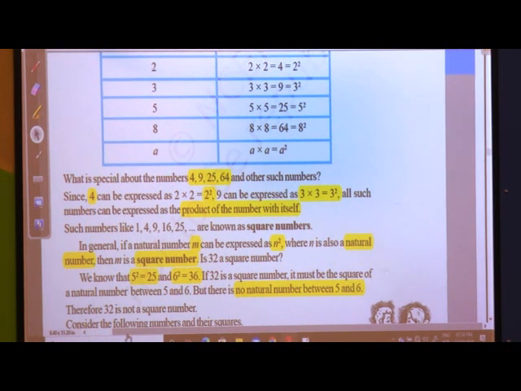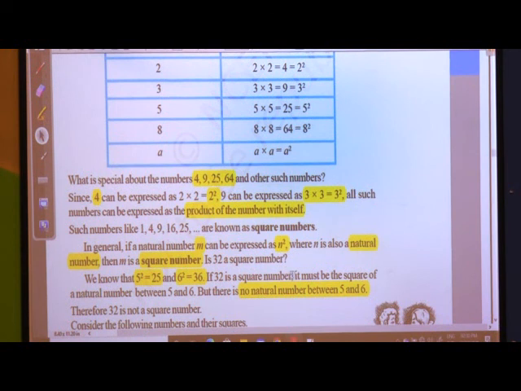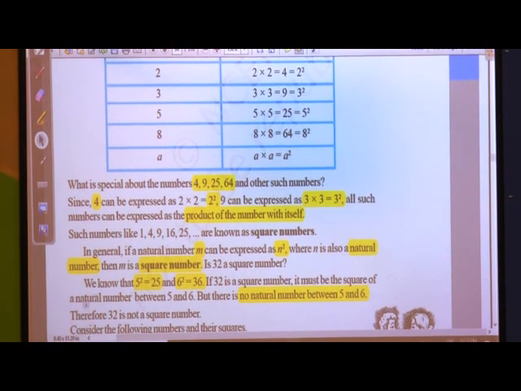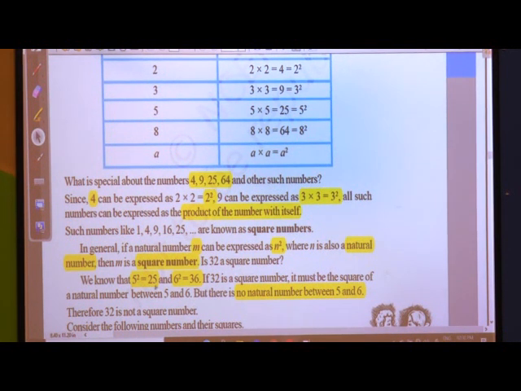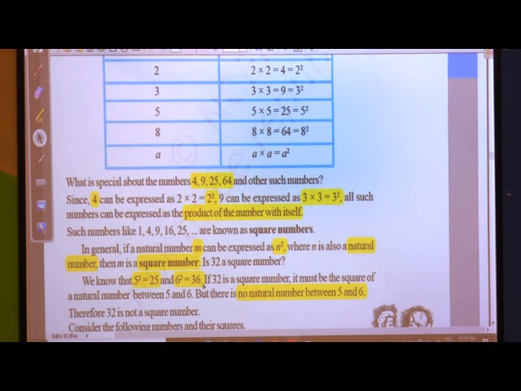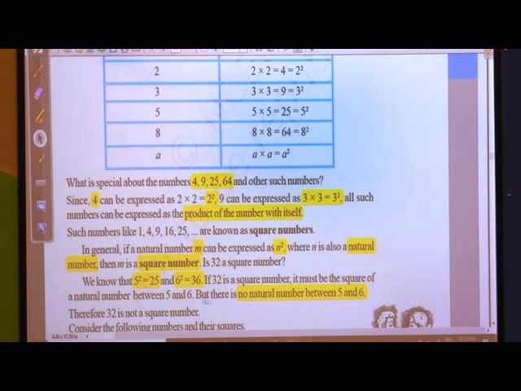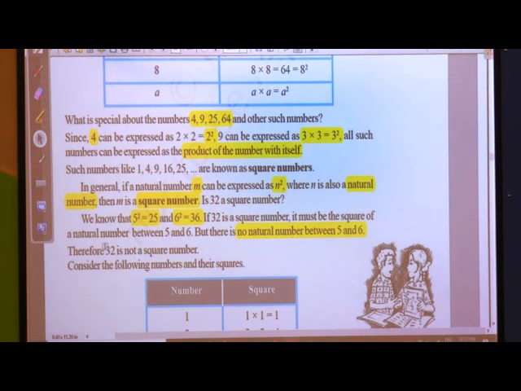Please understand carefully what they have said. If 32 is a square number, it must be the square of a natural number between 5 and 6. Why? Because 5 square is 25 and 6 square is 36, and 32 is in between them. But there is no natural number between 5 and 6. Therefore, 32 is not a square number.